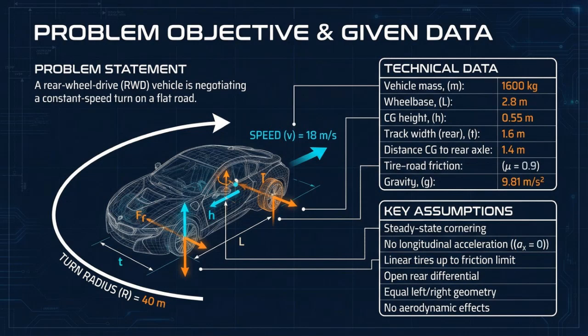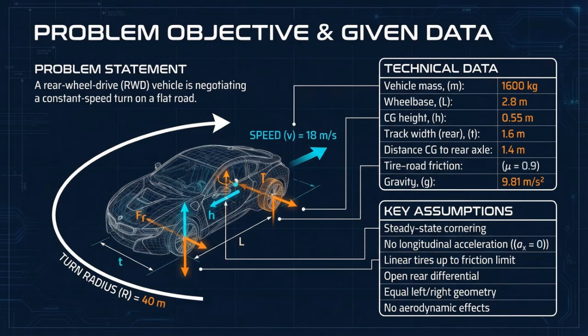In this problem, we study a rear-wheel drive vehicle negotiating a constant speed turn. The goal is to analyze tire forces and check friction limits during steady cornering. The vehicle has a mass of 1,600 kilograms and a wheelbase of 2.8 meters. Its center of gravity height is 0.55 meters, and the track width is 1.6 meters. The car travels at a constant speed of 18 meters per second while following a turn radius of 40 meters. The road tire friction coefficient is 0.9.